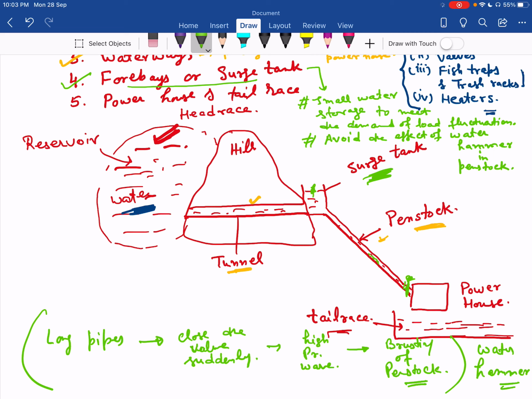Now, in cases when the distance between the reservoir, or headrace, and the tailrace, or powerhouse, is less, we can directly connect the headrace to the powerhouse with the help of the penstock. In that situation, the reservoir itself acts as a surge tank or forebay.